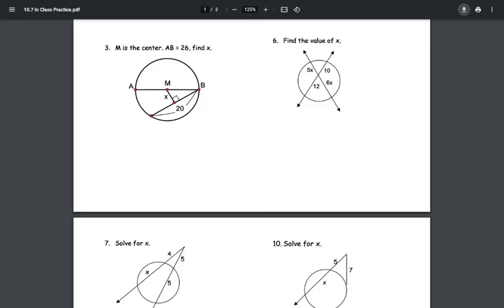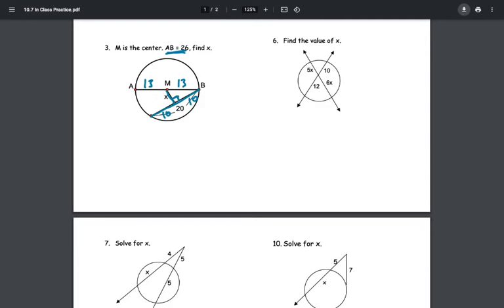Okay, on this next one, we have this chord right here that's 20. Now we've got a portion of a diameter drawn perpendicular to that chord. So that means it breaks it up into 2 equal parts. So that's 10 and 10. We're also told right here that AB is 26. So that's the diameter, which means each radius is 13.